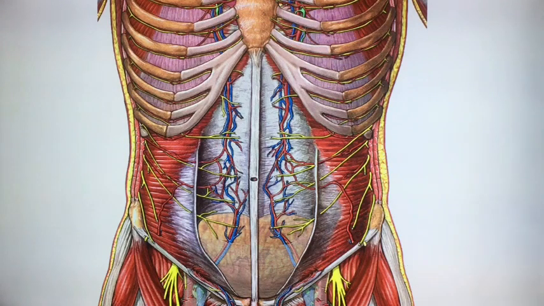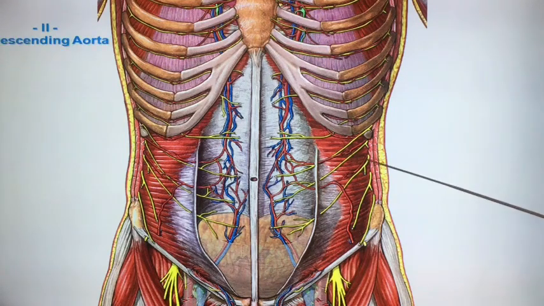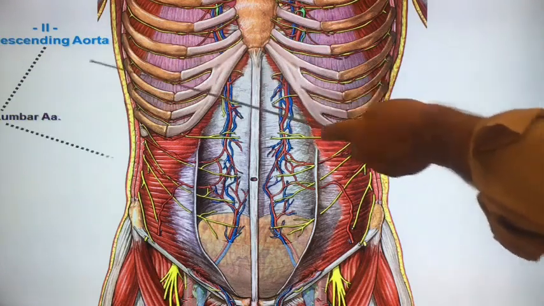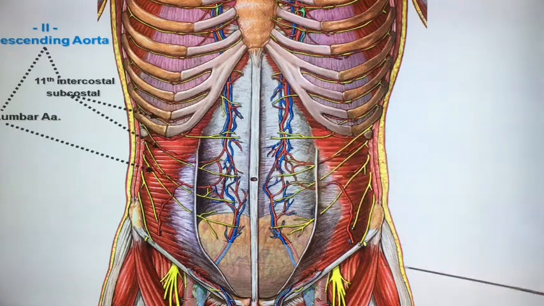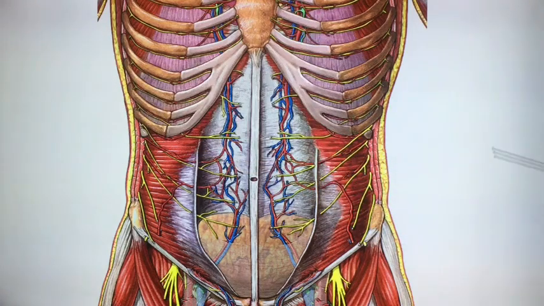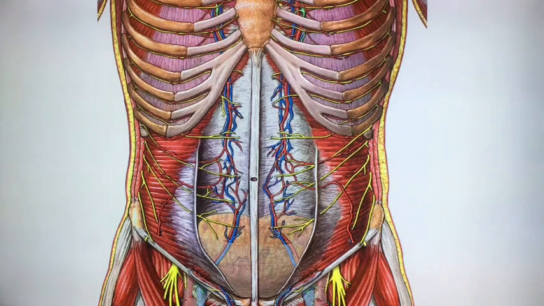So repeat it again. First, from the internal thoracic, what do we have? Superior epigastric. Two, from the aorta, what do we have? Subcostal, intercostal, and the lumbar. Three, from the external iliac artery, what do we have? Deep circumflex and inferior epigastric artery. All these arteries make a very rich blood supply of the abdominal wall.